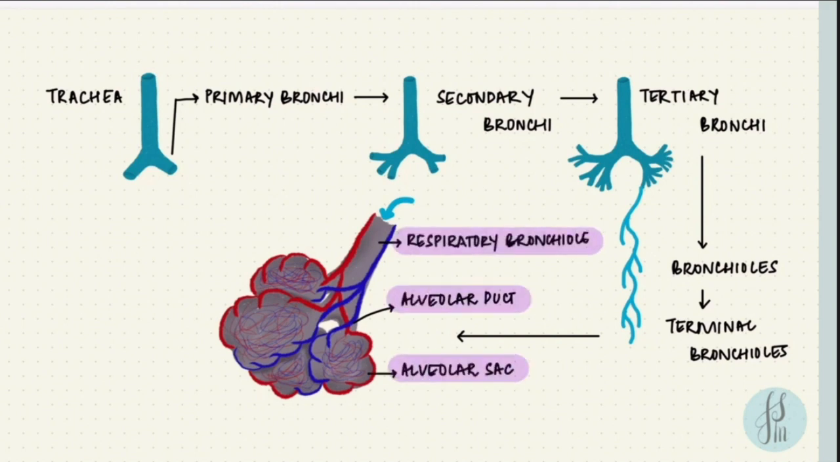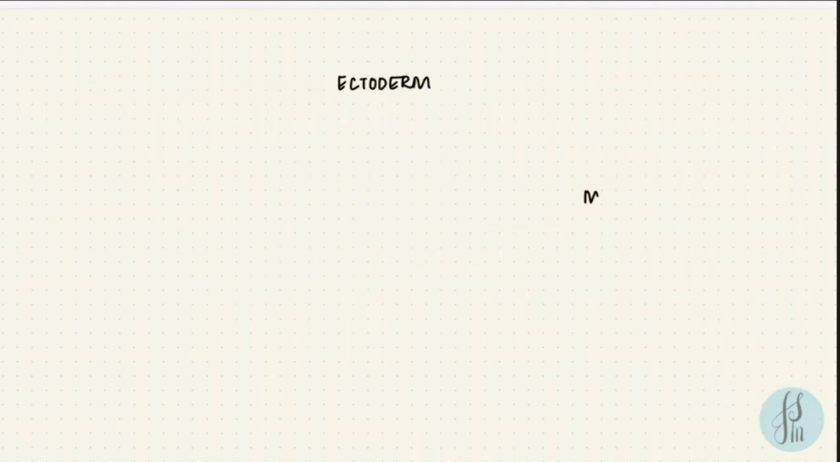So this portion is the respiratory zone, where gas exchange takes place, while the rest is the conducting zone, which just conducts air towards the lower airways. The three germ layers are the ectoderm, the mesoderm, and the endoderm. Now let's remove the ectoderm.